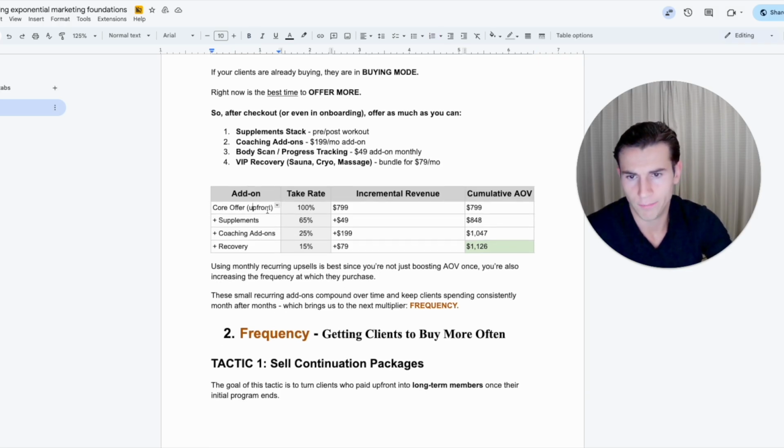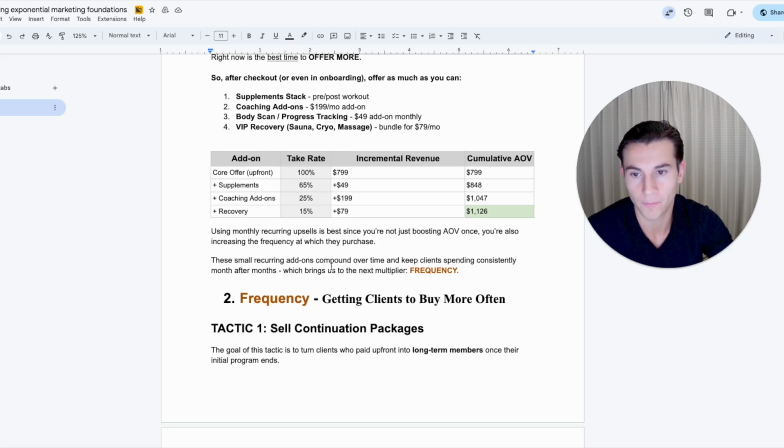So if you just add on supplements, coaching, recovery, whatever, at small incremental revenue increases, you simply stack up your average order value from, let's say, a mere $800 to around $1,100. And if you stack that up over 100 or 200 different clients, you're looking at a massive 30% increase in average order value. Using monthly recurring upsells is the best, since you're not just boosting average order value once, you're also increasing the frequency at which they purchase.